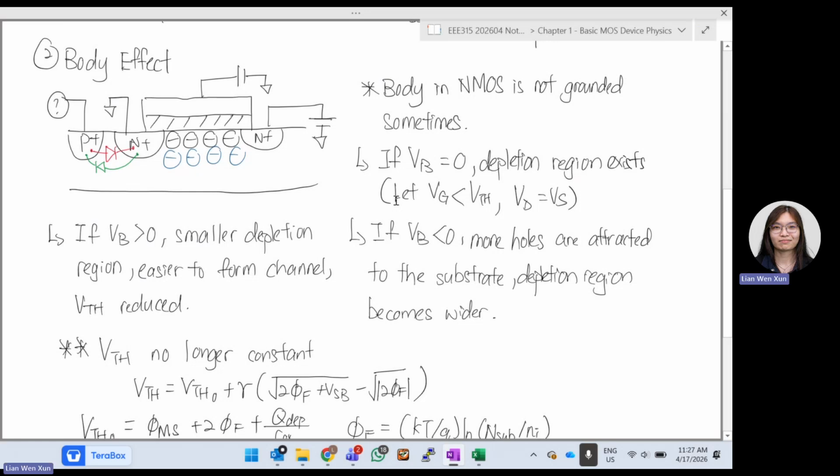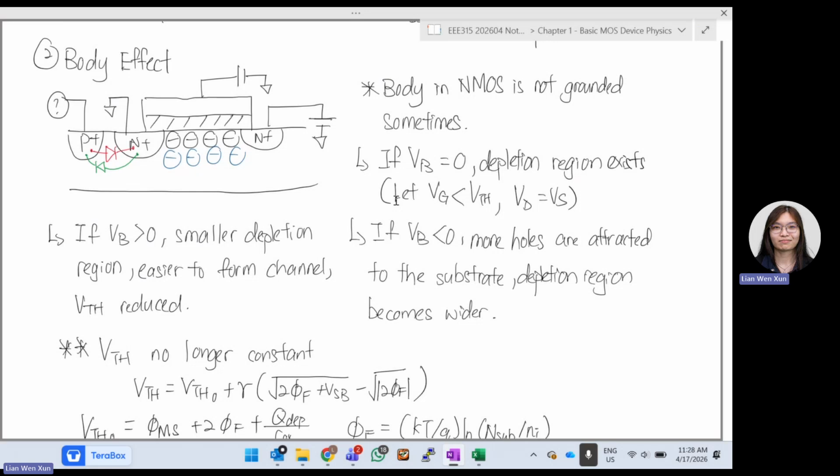The next second order effect is what we call body effect. When we say second order effect, it means the not really ideal effect. So why do we say body effect? We mentioned that the body, the fourth terminal of your PMOS or NMOS, we will connect ideally to ground for NMOS, and for PMOS ideally to the higher potential.